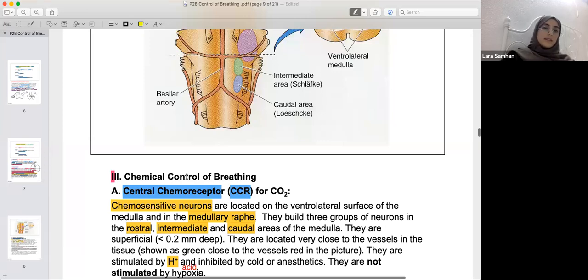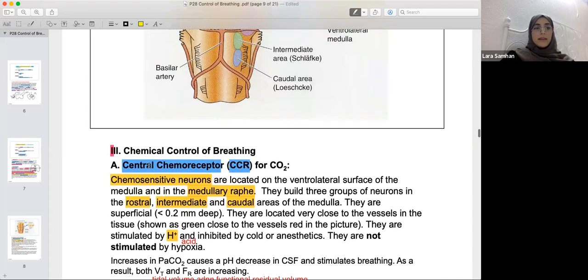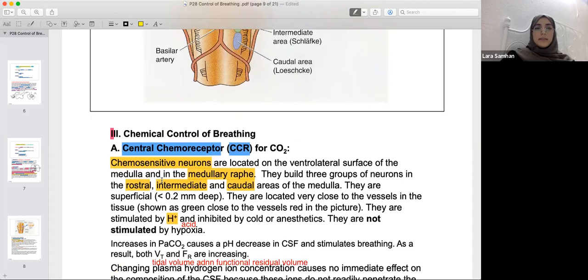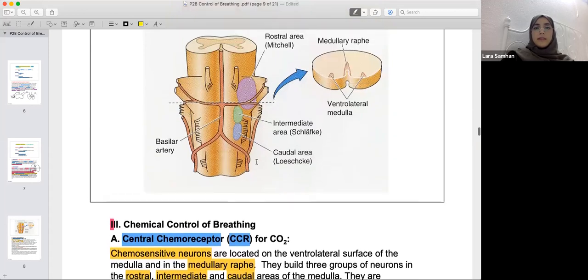Okay, so what's the basic function of this central chemoreceptor? As we said, it has three main parts, which are the caudal. Caudal means below, to the down. The opposite of cranial is caudal. Like the cranium of the head is above.